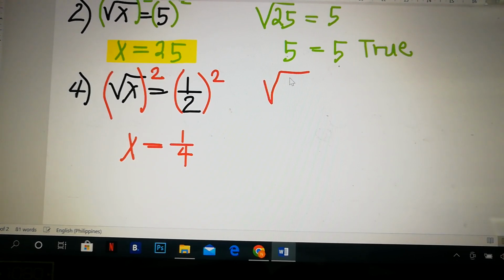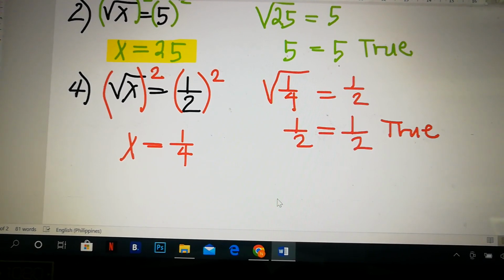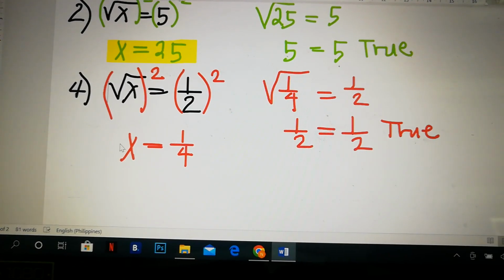If we replace x by 1/4 in the original equation, the square root of 1/4 is equal to 1/2. So 1/2 is equal to 1/2 is true. Since it is a true statement, you can conclude that your answer, x is equal to 1/4, is the solution.